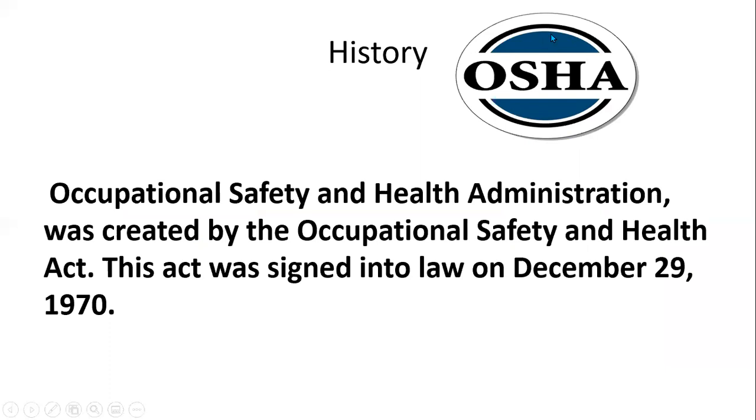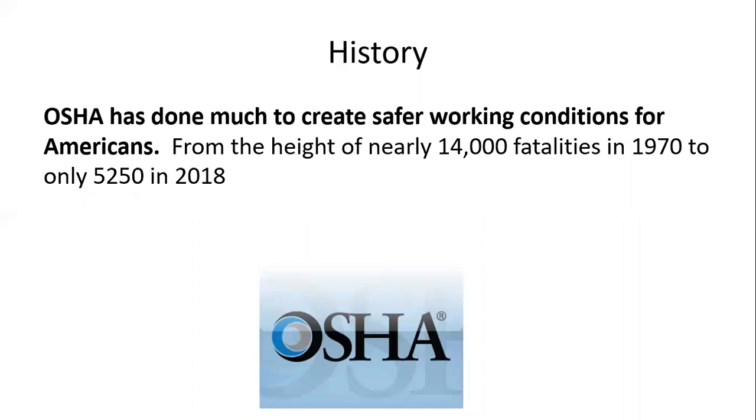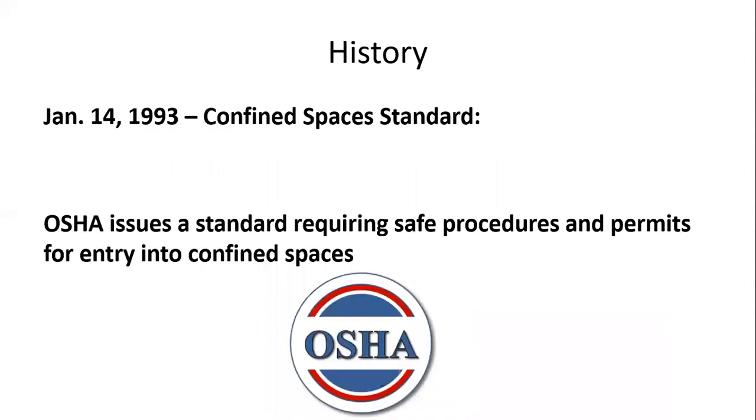OSHA is fairly new. OSHA was started in about 1970, and their mission was to create safer working conditions for us. At the height, before they were created, there were 14,000 fatalities. By comparison, now maybe 5,000. So they've achieved roughly a two-thirds to 75% reduction in fatalities. They're doing a good job, that's for sure.